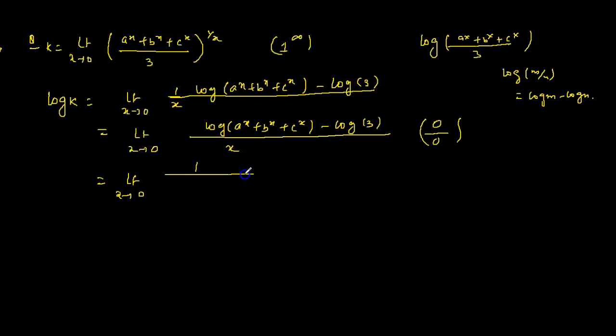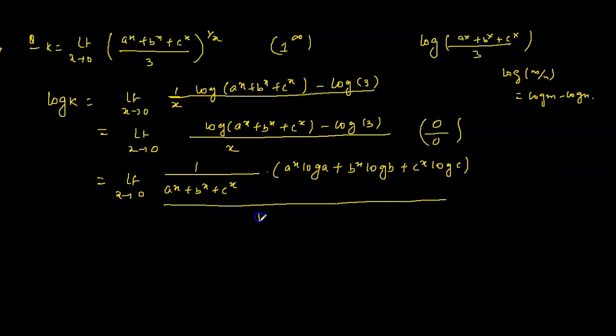Log differentiation is 1 by everything: a power x plus b power x plus c power of x. And a power x differentiation is a power x into log of a, plus b power x is b power x into log of b, plus c power x into log of c. Minus log 3 differentiation is 0 only, this is a constant here, 0. Divided by x differentiation, which is 1.